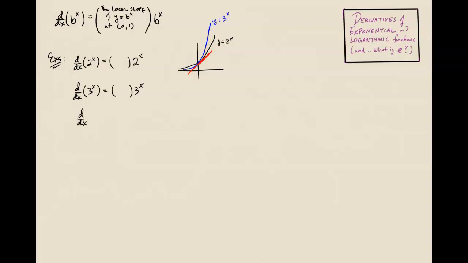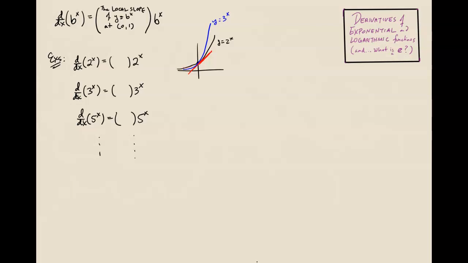If we were to look at the derivative of 5 to the x, well, we've already determined that it's going to be some constant multiple of 5 to the x. And that constant multiple will be the slope of 5 to the x as it crosses through the vertical axis. And so on for any exponential function whatsoever.